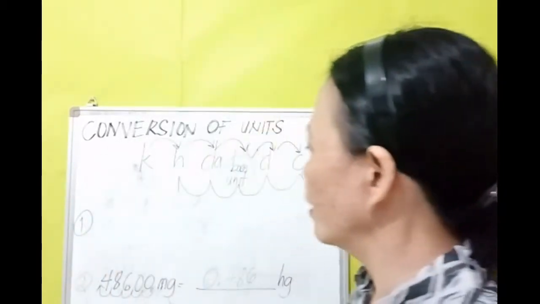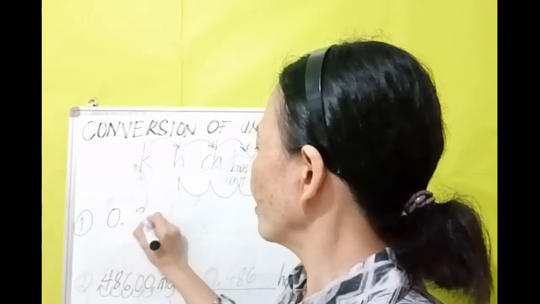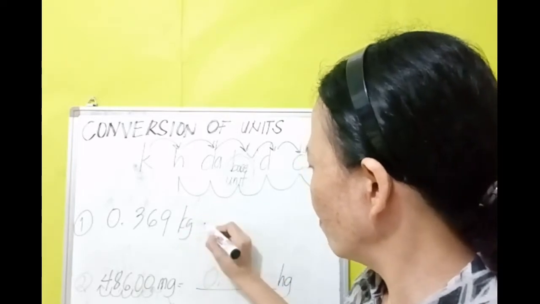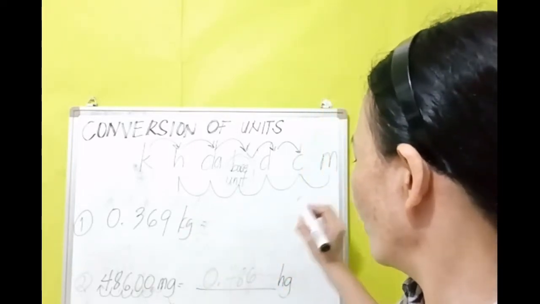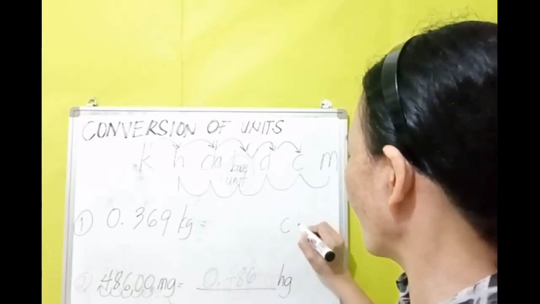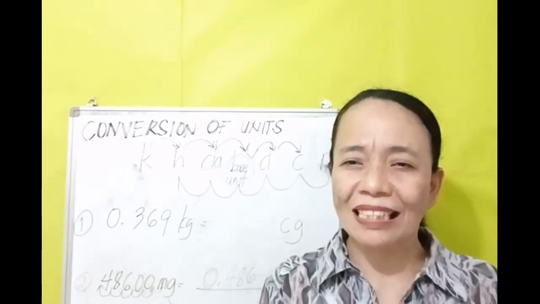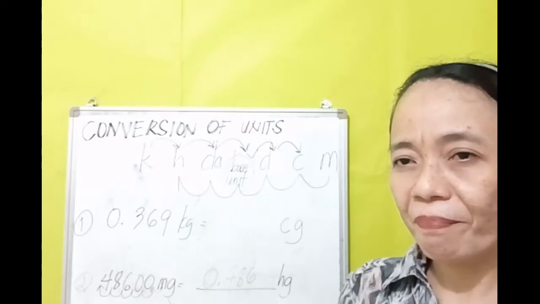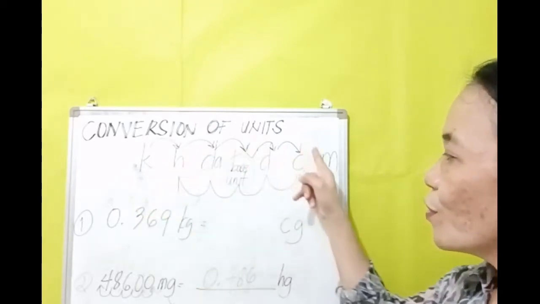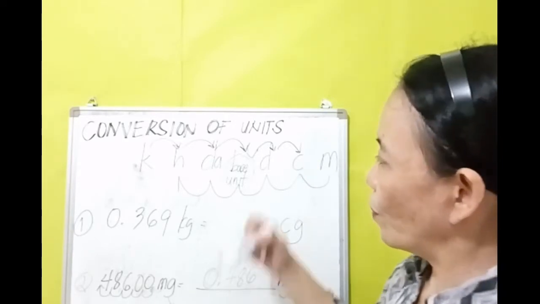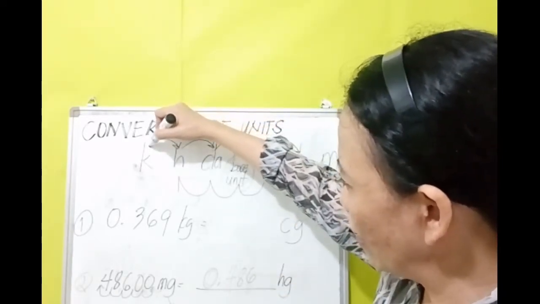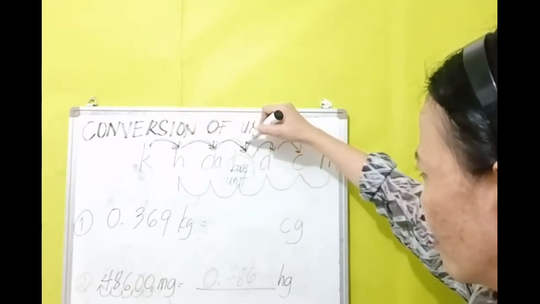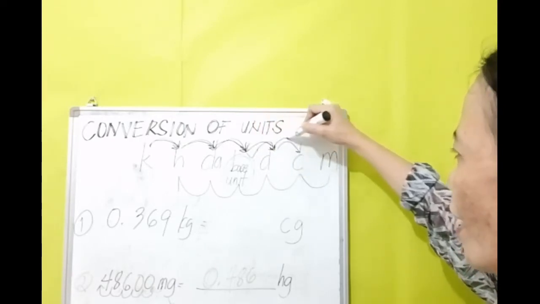Suppose we have 0.369 kilogram to centigram. How about that one? 0.369 kilograms to centigram. So from kilo to centi again. So let us move again from kilo, then deca, the base unit is counted, then the deci, then we have the centi.